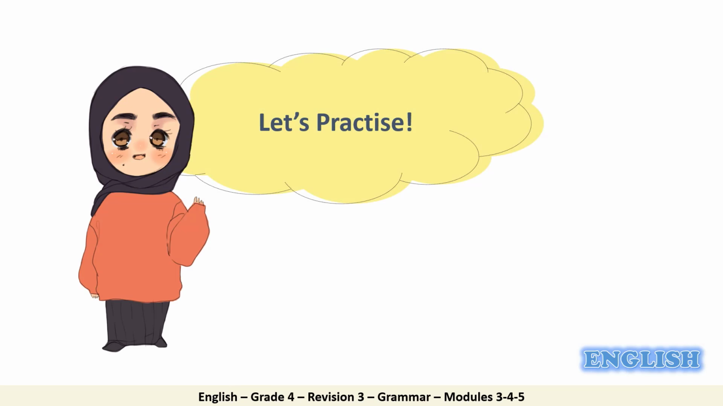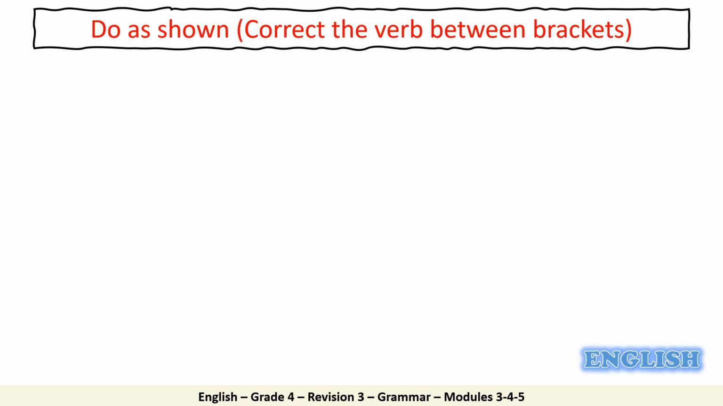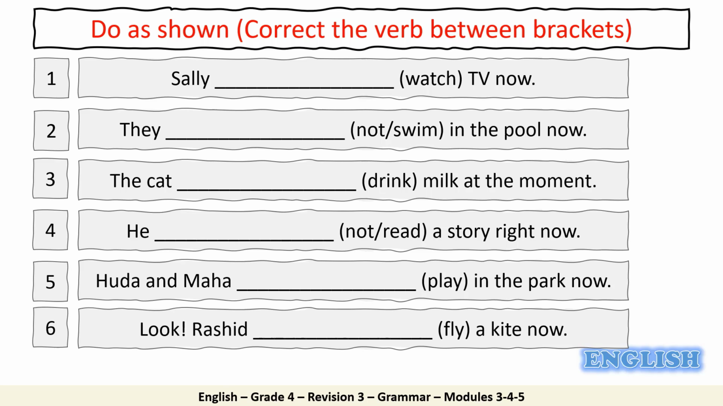Now it's time to practice. Do as shown. Correct the verb between brackets. Let's read sentence number 1. Sally, watch TV now. We have Sally one person, so we say Sally is. And the verb watch, we add ing, so we say Sally is watching TV now.